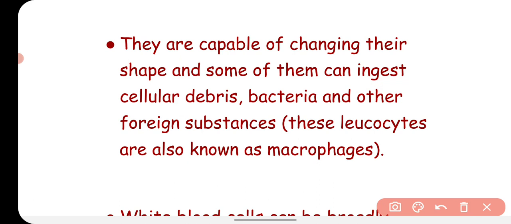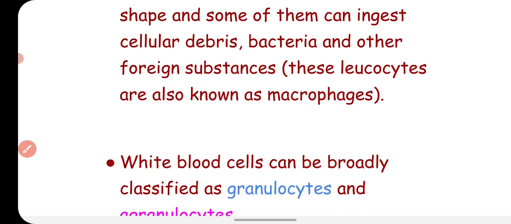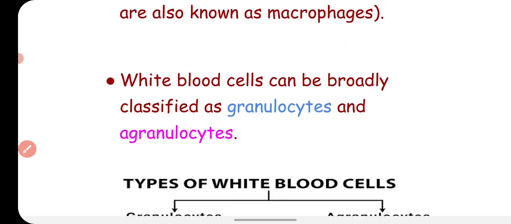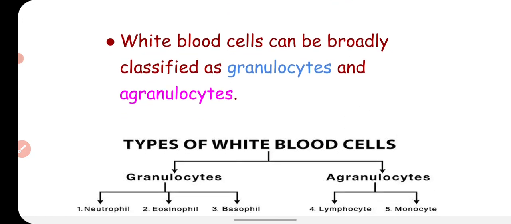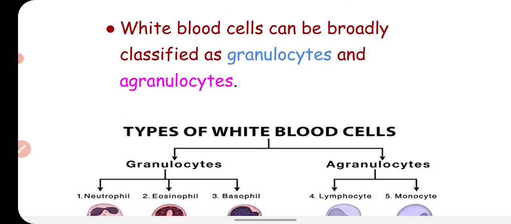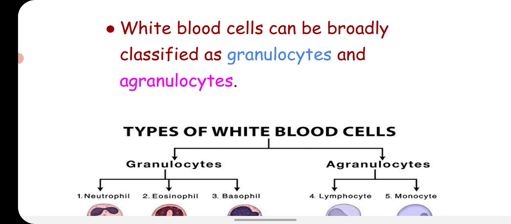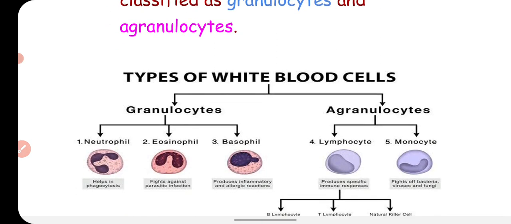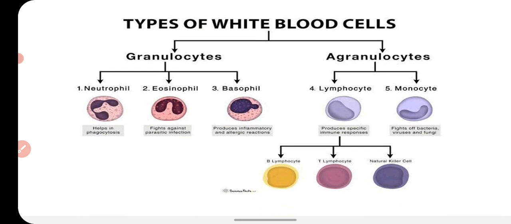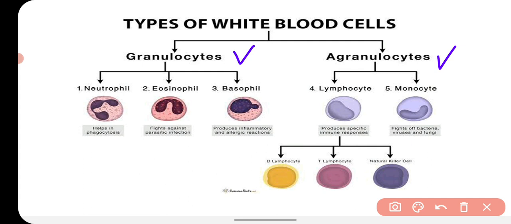These kind of white blood cells are called macrophages, which can ingest the foreign material. They protect us from foreign harmful materials. White blood cells can be broadly classified as granulocytes and agranulocytes. So there are basically two types of white blood cells, granulocytes and agranulocytes. Here you can see these are the granulocytes and this is the agranulocyte.